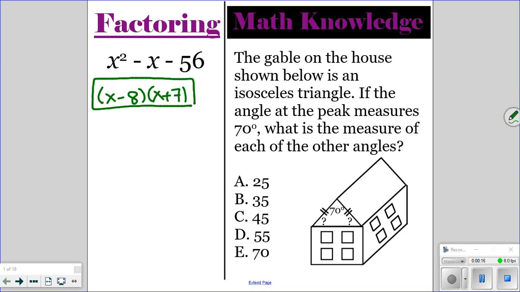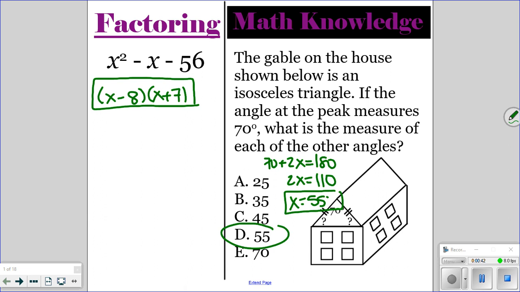For the math knowledge question, they give us an isosceles triangle here, and we want to know what are the measures of these two angles. So 70 plus 2 times the angles that we don't know, because there are two of them, is going to equal 180. So 2x will equal 110, and then if you divide by 2, x will be 55 degrees. So that would be D for your answer.